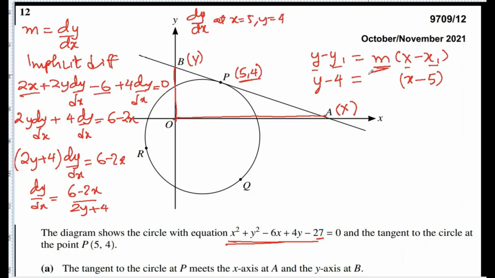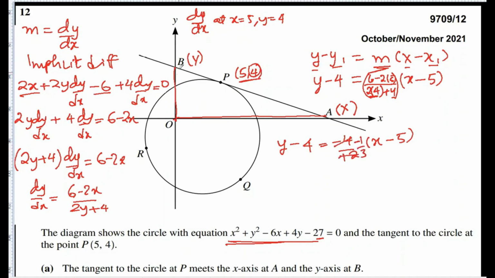And let's write that here. So 6 minus 2 times x, which is 5, divided by 2 times y, which is 4, plus 4. Okay, let's write it cleanly here now. y minus 4 equal to (6 minus 10) over (2 times 4, which is 8, plus 4, 12), times (x minus 5). And this can be written as minus 1 over 3. Yeah, they can cancel out.